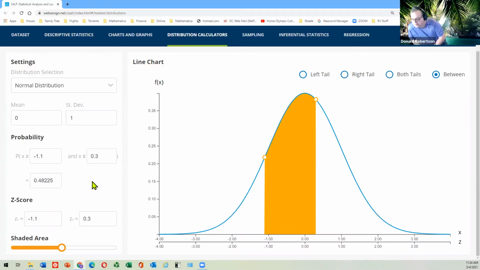Do you feel comfortable that you should be able to use this to answer questions like Z bigger than a number, Z less than a number, or Z between numbers? Do they seem intuitively pretty straightforward? Any questions about that, or can we move on? Okay, from what I can see, they look pretty comfortable, so I'm happy.